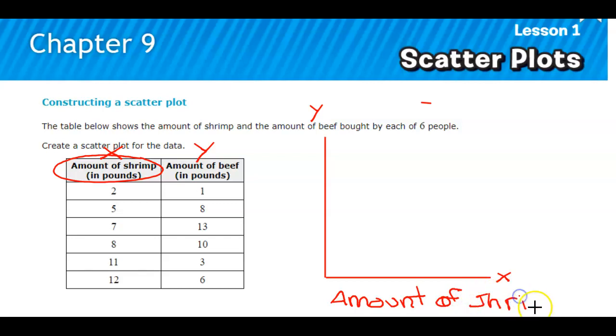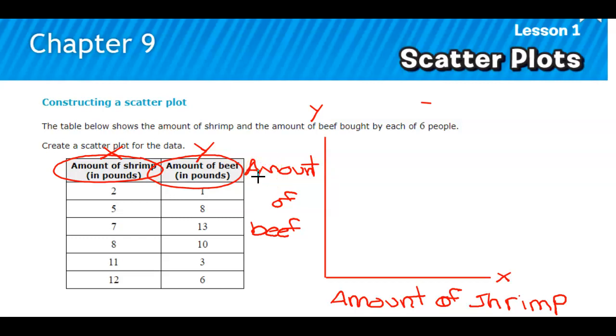And ask yourself really quickly, what do you think is going to go on the y-axis? So if the amount of shrimp is on the x-axis, the amount of beef is going to go on the y-axis. So we would say amount of beef. Okay, I guess I have enough room to write amount up there. Let's try that. Amount of beef.